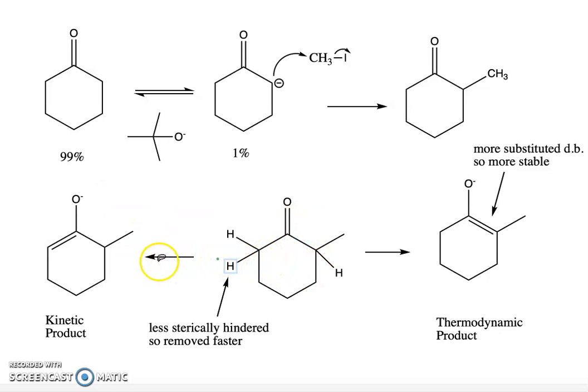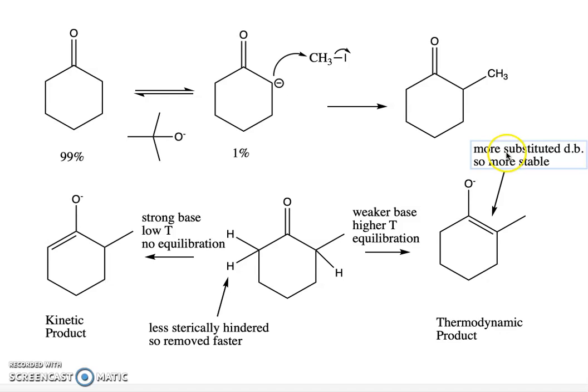So how do we get each of these? Well, the kinetic product is formed fast and is irreversible, so there'd be conditions that don't allow equilibrium. So strong base, low temperature, no equilibration. On the other hand, for the thermodynamic product, we want it to equilibrate. So we want slightly higher temperatures. We want a base that's about the same strength as our ketone or our aldehyde, so it equilibrates back and forth. So a weaker base and a higher temperature give us equilibration to make the thermodynamic product.